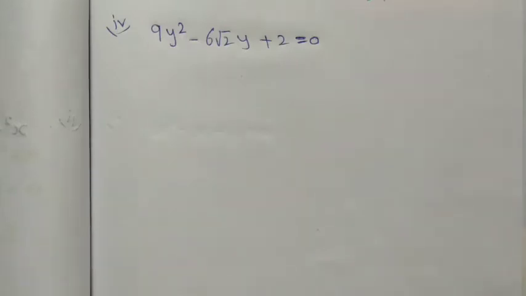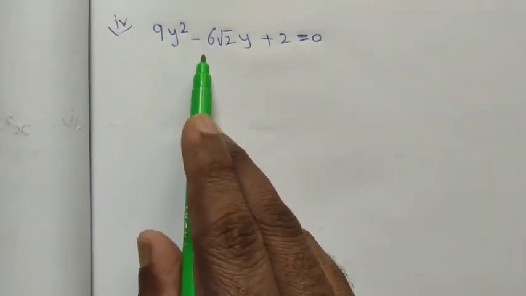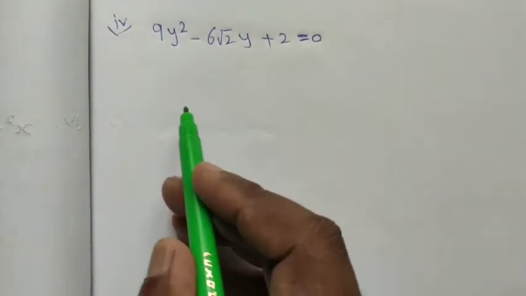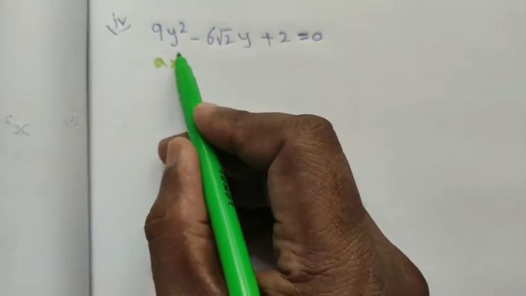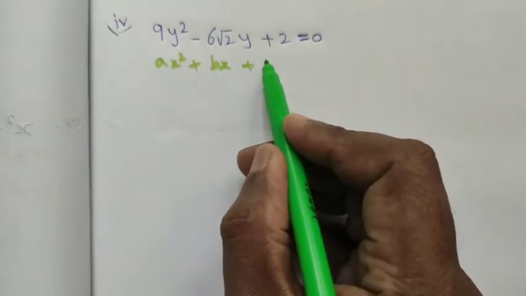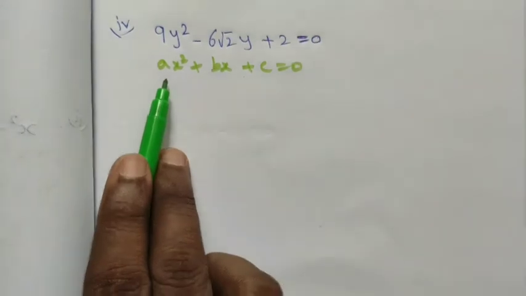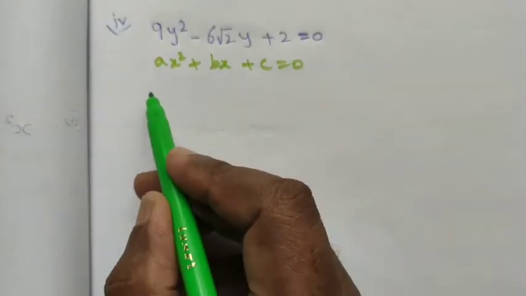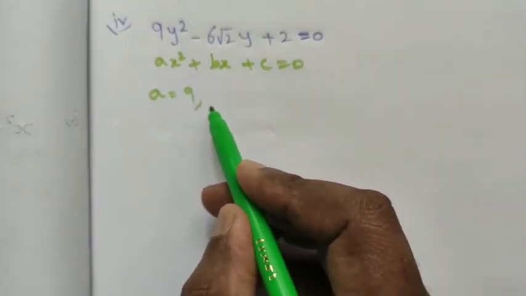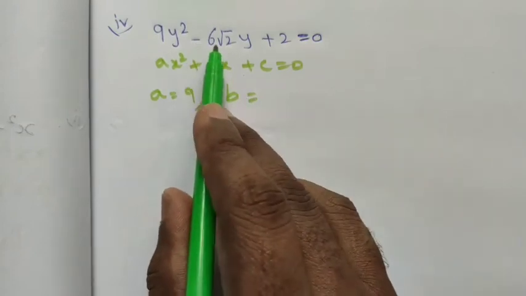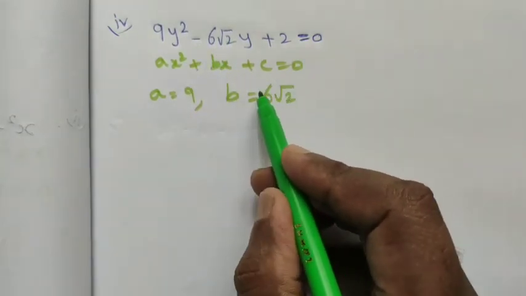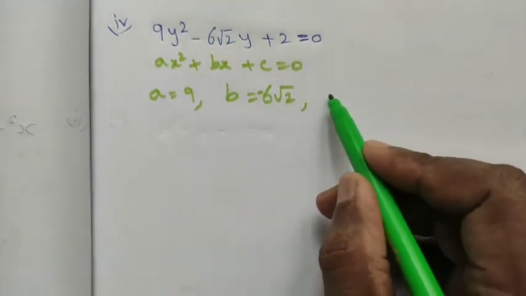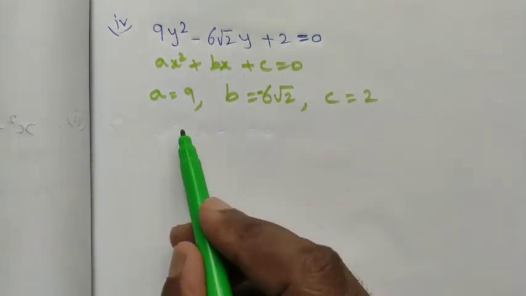Now we see the question Roman number 4: 9y square minus 6 root 2 into y plus 2 equal to 0. This is a quadratic equation of the form ax square plus bx plus c equal to 0. Compare this equation. Here a is equal to 9, b is equal to minus 6 root 2, and c is equal to 2.